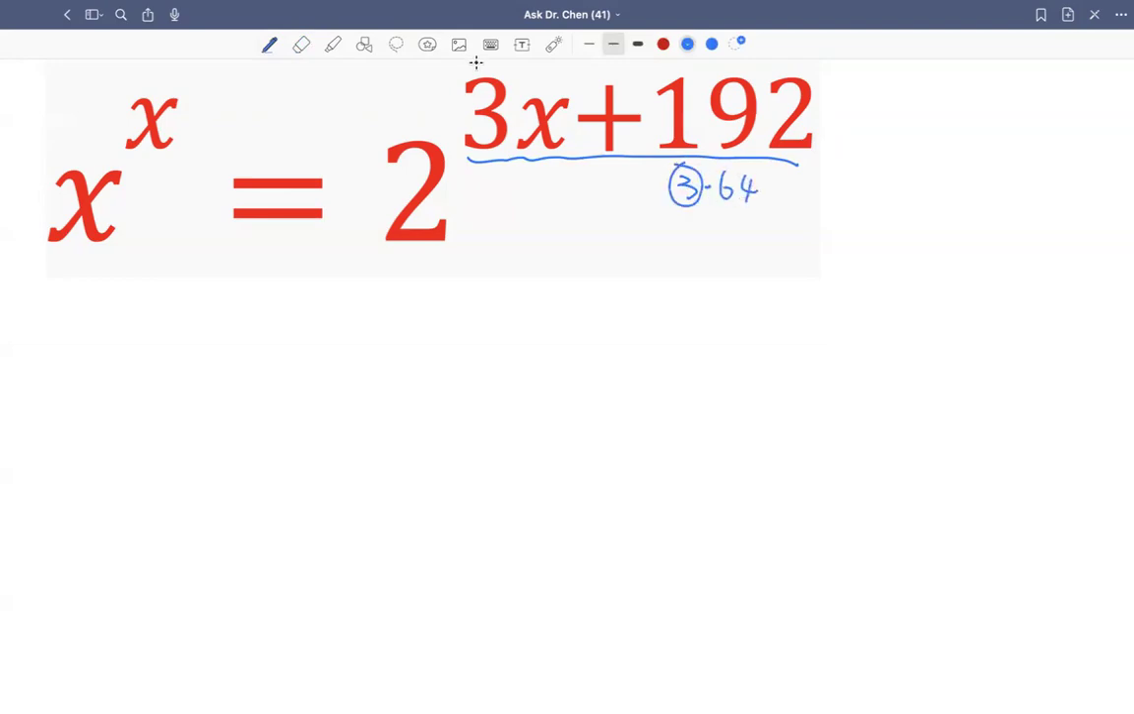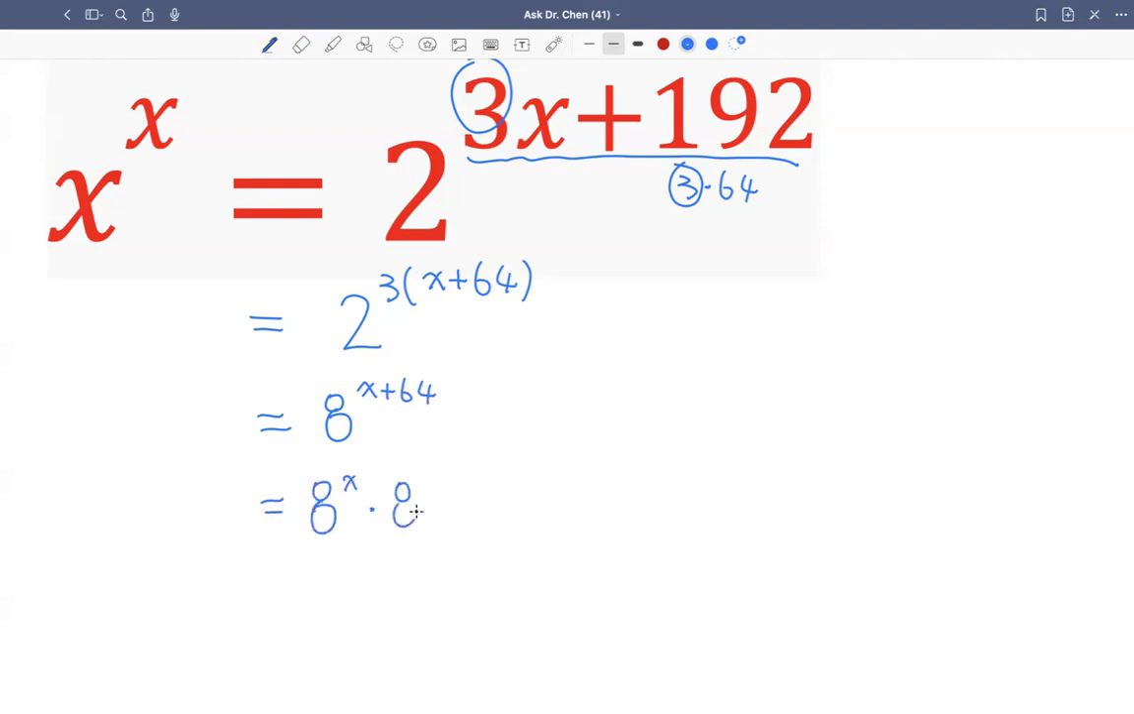So these two terms have a common factor of 3. Let's factor out the common factor of 3. Then we write it as 2 raised to 3 times (x + 64). Now 2 cubed is 8, so we can write it as 8^(x + 64). Or we can split it and write it as 8^x multiplied by 8^64.